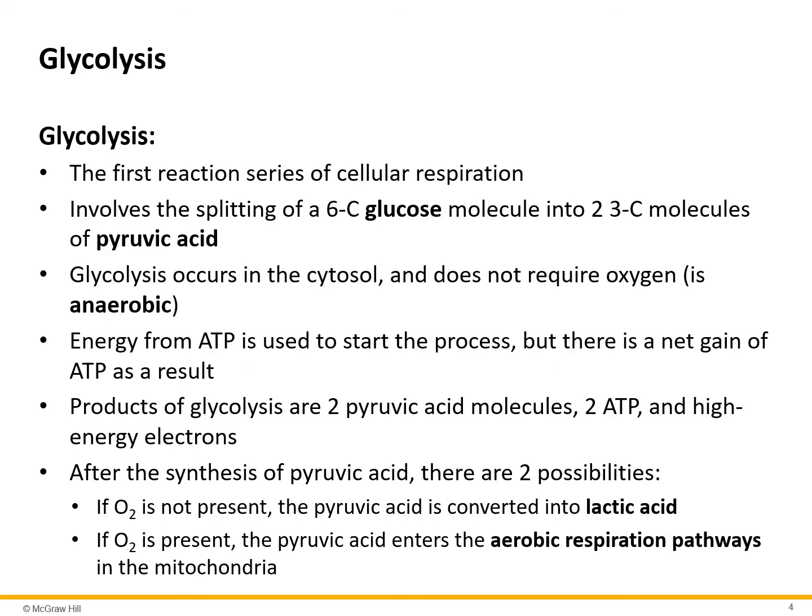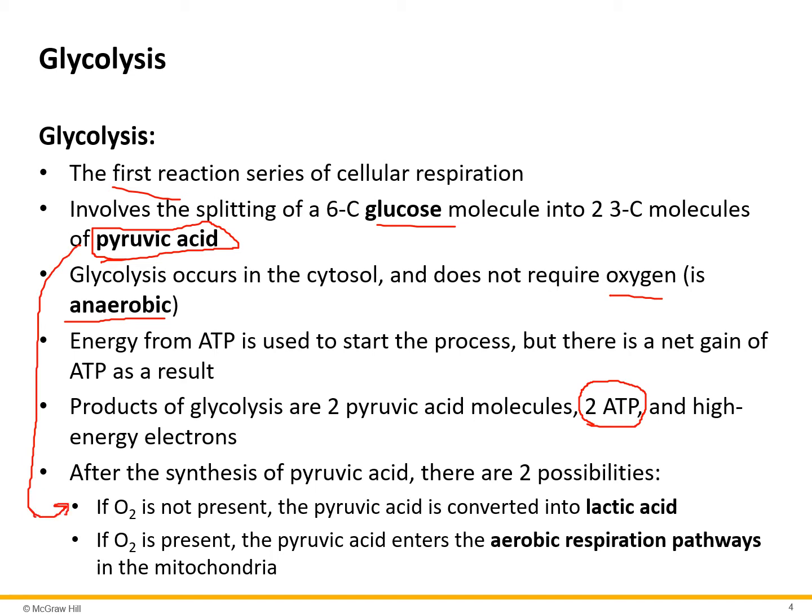Now, glycolysis, again, the first in the series of reactions, we're going to take glucose and break it down into what we call pyruvic acid. Creating this does not require oxygen, so therefore it's called anaerobic. It is going to produce 2 ATP, but this is where this pyruvic acid is going to go one of two directions.